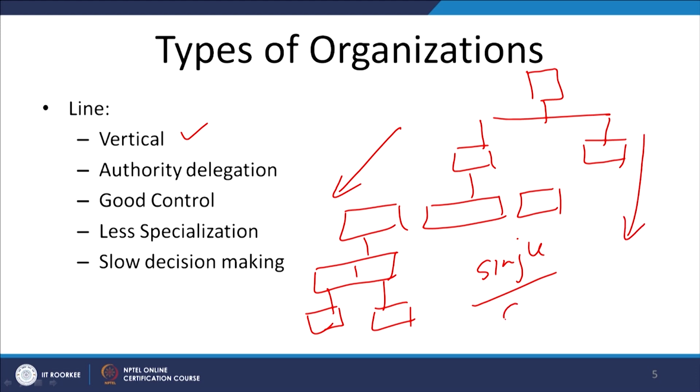So, the control is good and the specialization is however less, meaning the manpower will be specialized in a very small aspect of any work, and the use of the specialization across the functions is very less. Decision making in this case is slow, primarily because of the presence of so many layers in this kind of vertical or hierarchical structure.